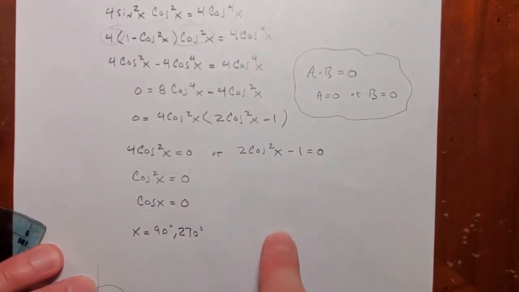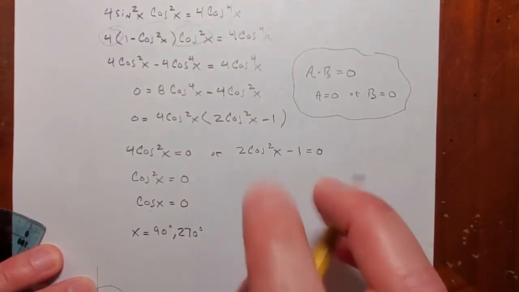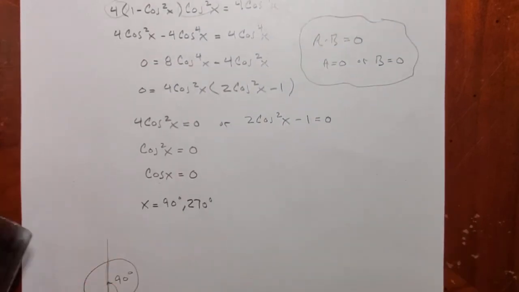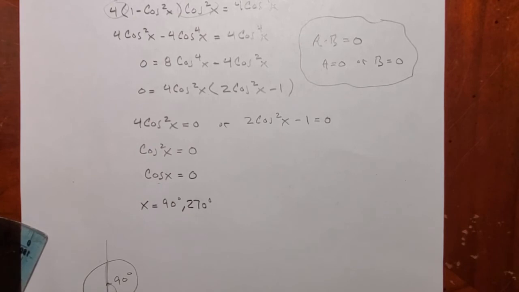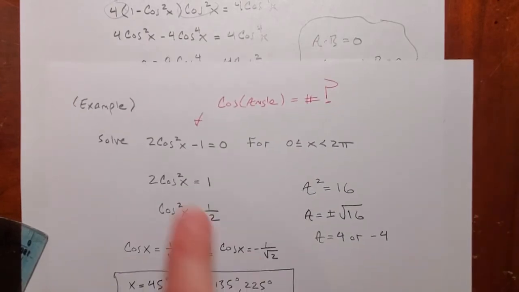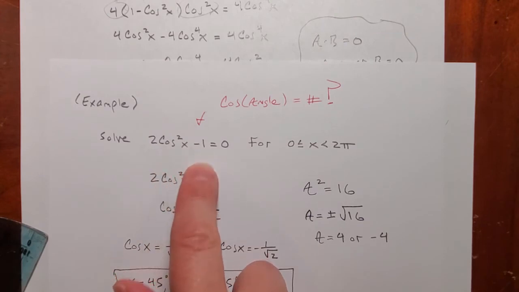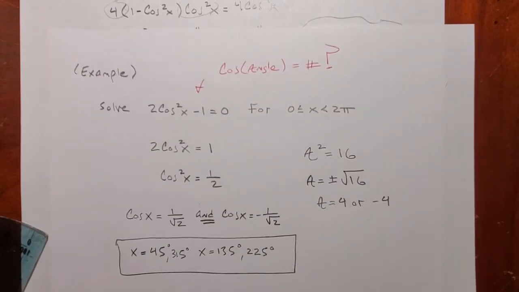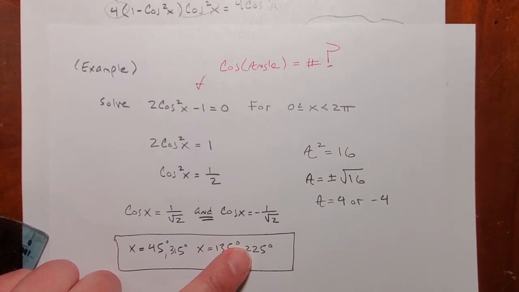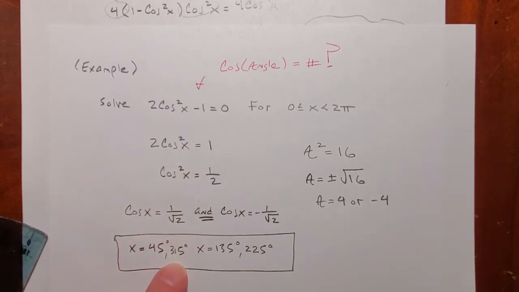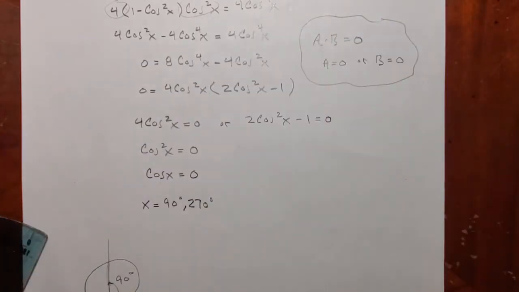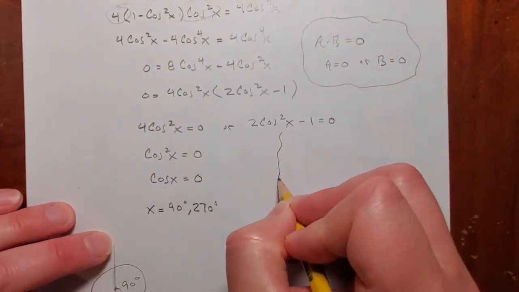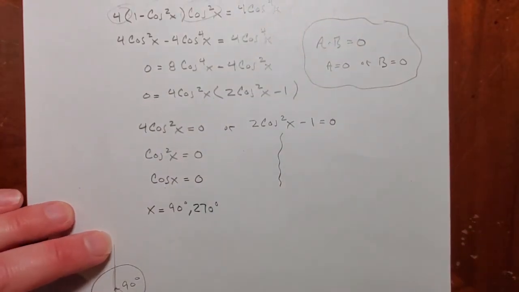What about this one? Let's see if we can solve this one. Wait, we did that one, right? So I knew I had a method to my video. Yes, we definitely did that one. There are the answers that we got: 45, 315, 135, 225. So we already did that, and I don't have to do it again. So from this one, we'll get these additional answers.